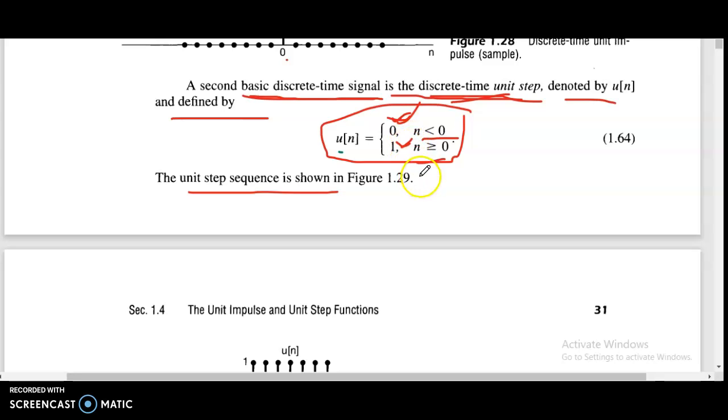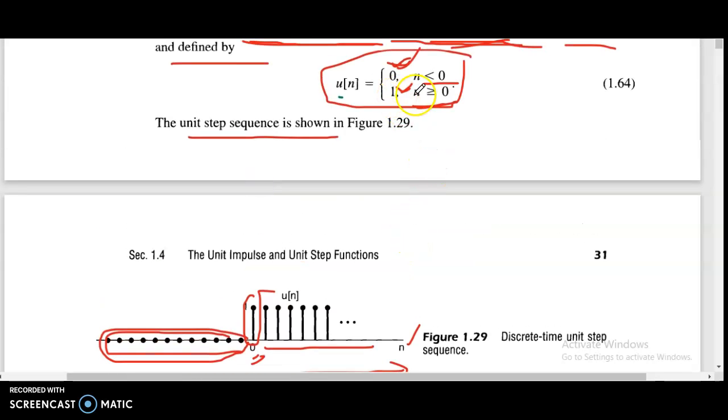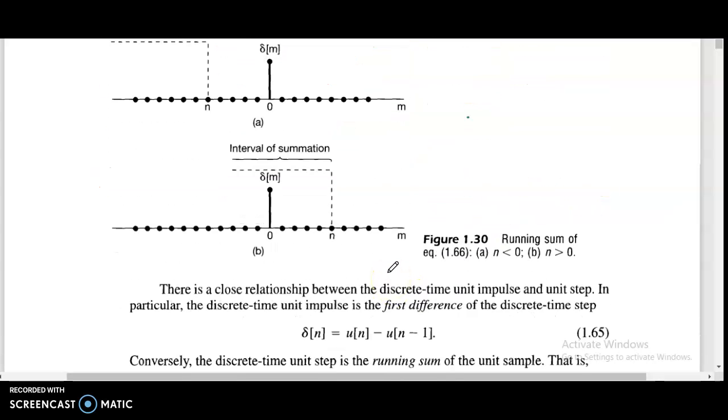And u of n is 1 when the condition is n is greater than or equal to 0. So here n is greater than or equal to 0. Equal means here only, n equal to 0. n greater than 0 starts from here, so all are 1. This is the discrete unit step sequence.